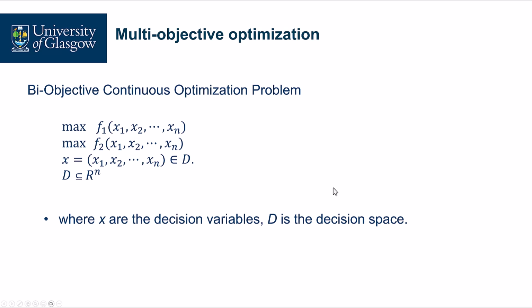So we can see it's here. And minimization is similar. As we have said before, we just add a negative sign to f, and the maximization problem becomes a minimization problem. However, the real problem is a trade-off of f1 and f2.